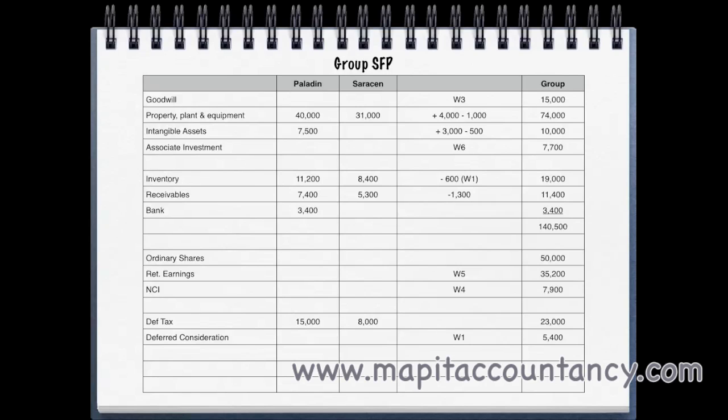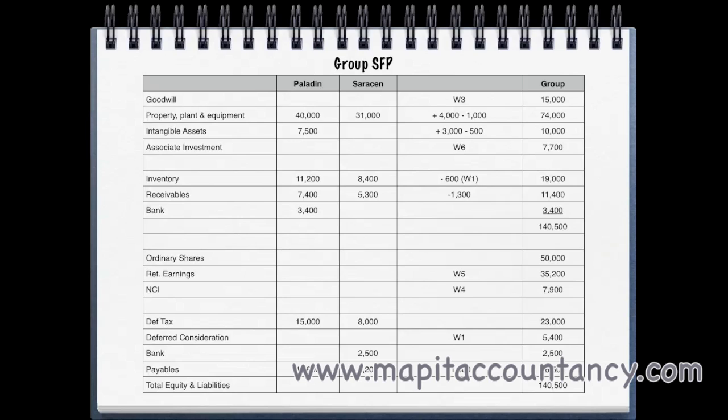Deferred consideration we got from working 1. Remember, we need to bring in a liability, which was 5 million initially, plus the 400 or the 0.4 million, gives us 5.4 million. The bank is the overdraft for Saracen, which was 2,500. And we have payables added across, less the intercompany that we just mentioned of 1,300 or 1.3 million. Once we add that all up, we can see that the statement of financial position balances at 140,500.